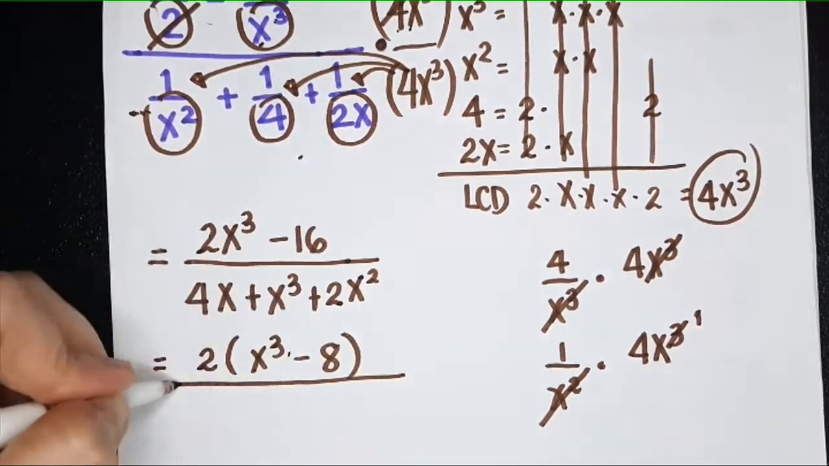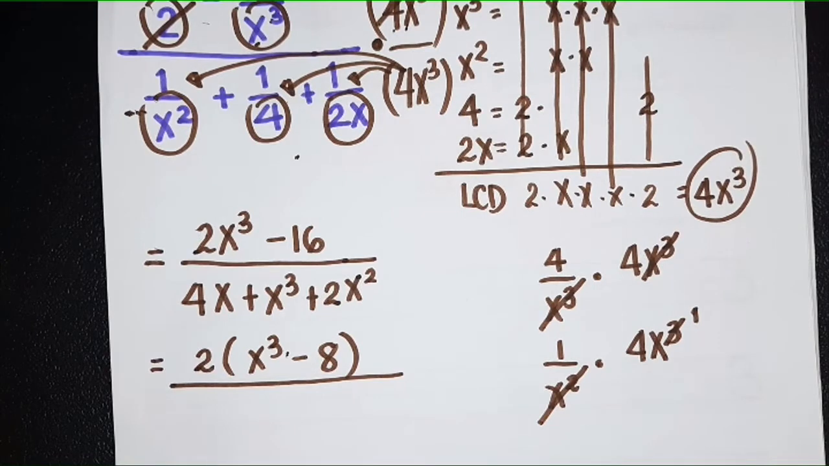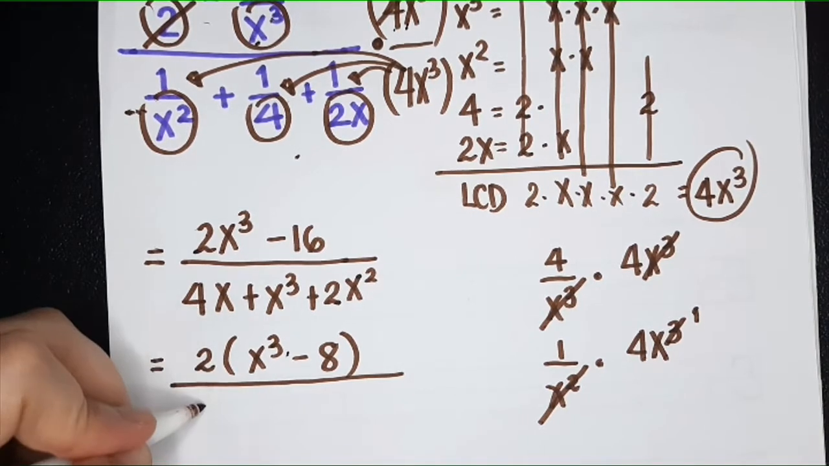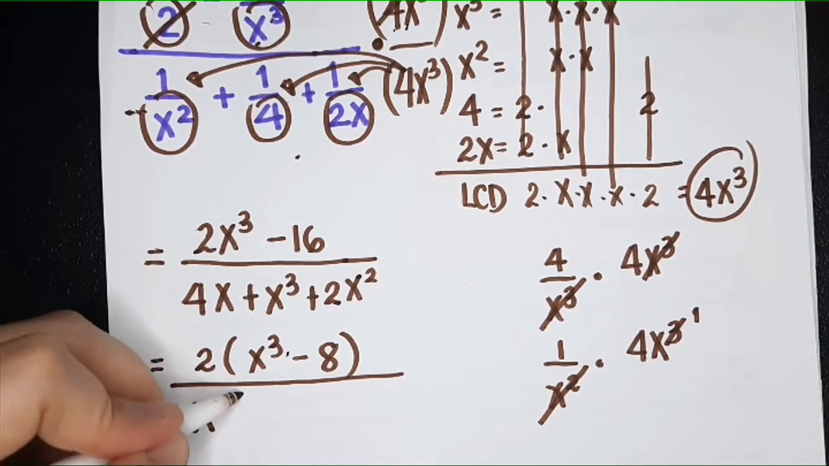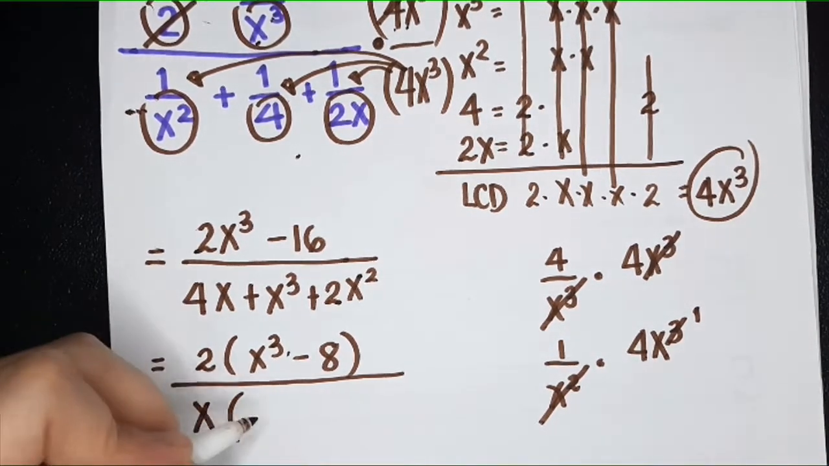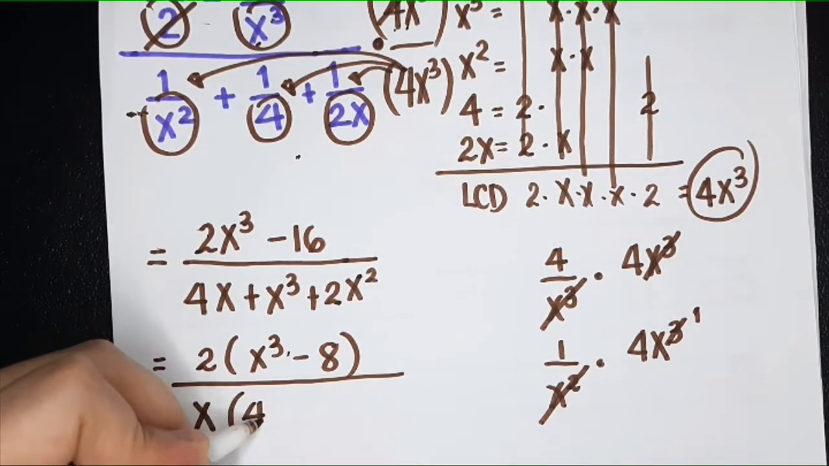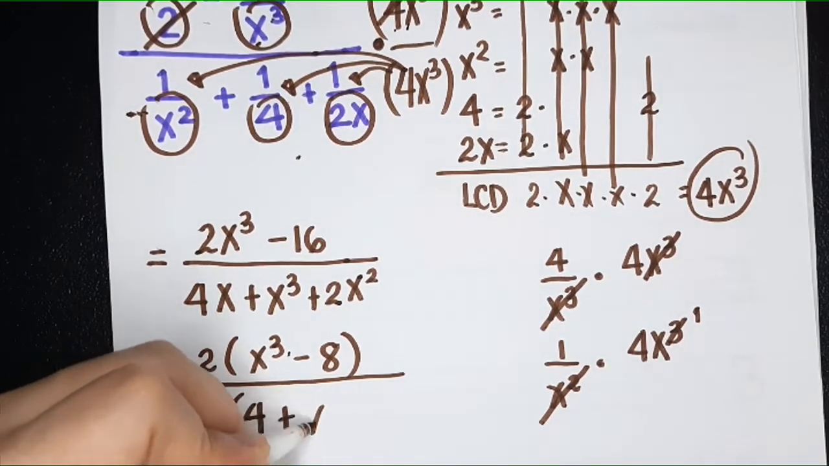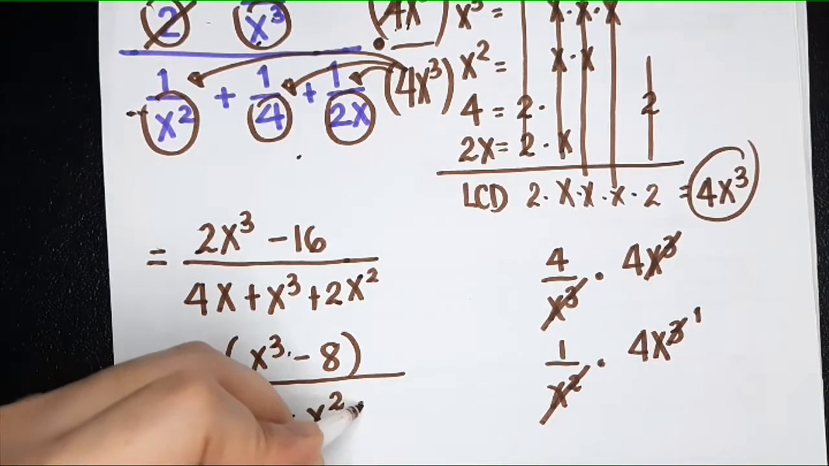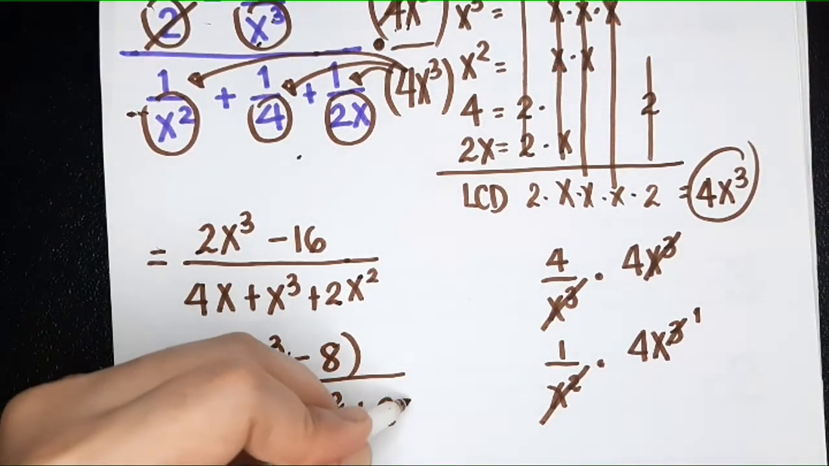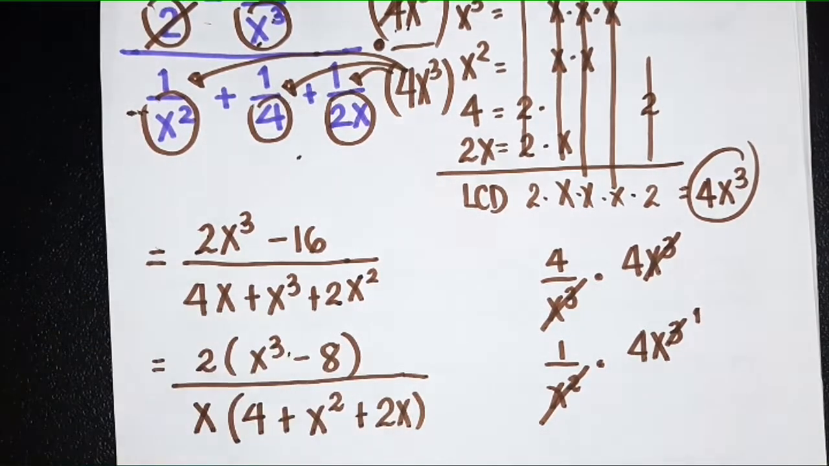Right? What about in the denominator? I think we can factor out x. If we do that, factor out x. Okay? So, what do I have here? 4 plus x squared plus 2x. Right? So, wala namang nag-cancel, no?